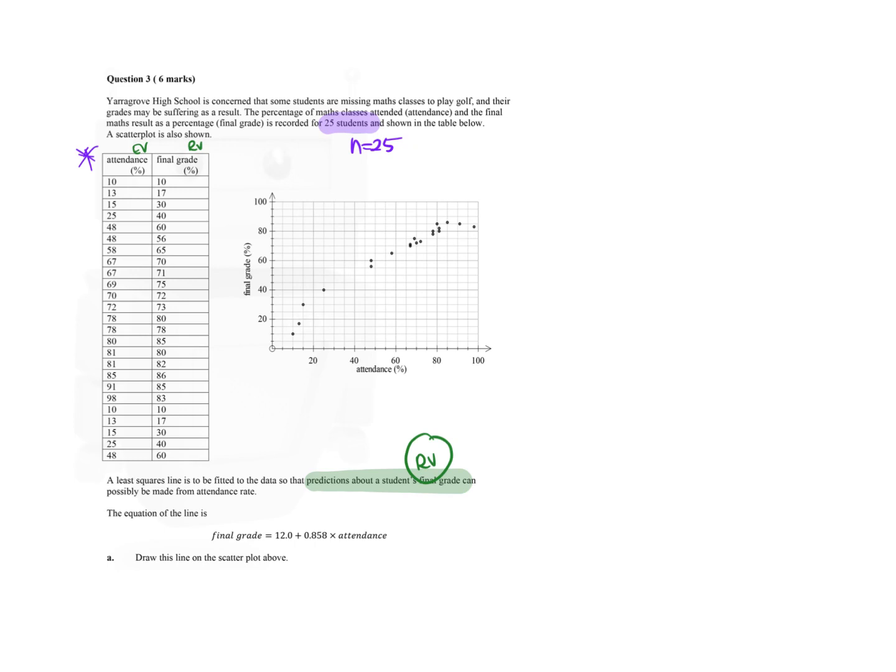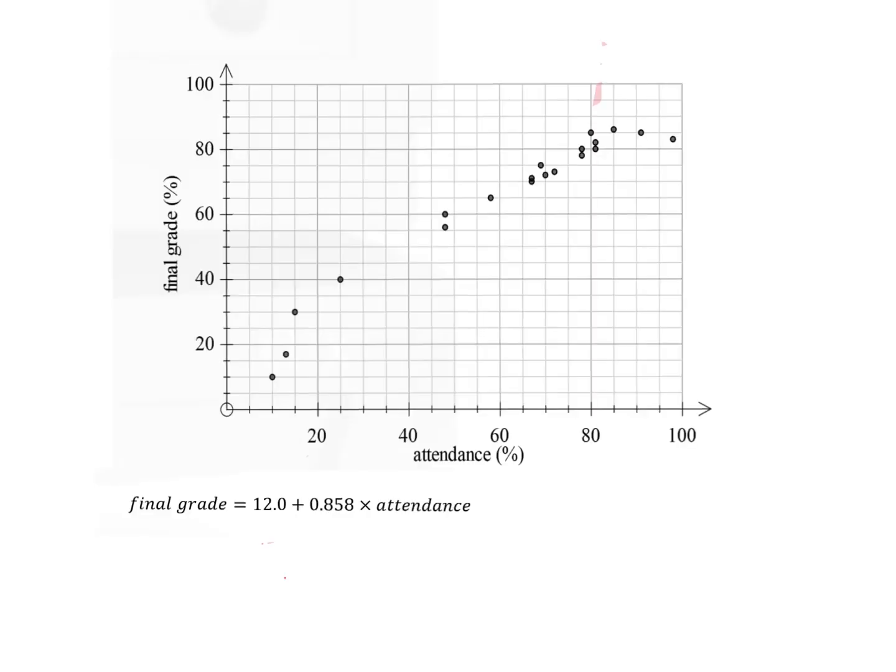But they have a scatter plot there, so you could have worked it out, but maybe in your SAC you won't get that. So they've given us the equation and they want me to draw it on that scatter plot. So I've put it on the next page. I've got it here in a bigger version to help us.